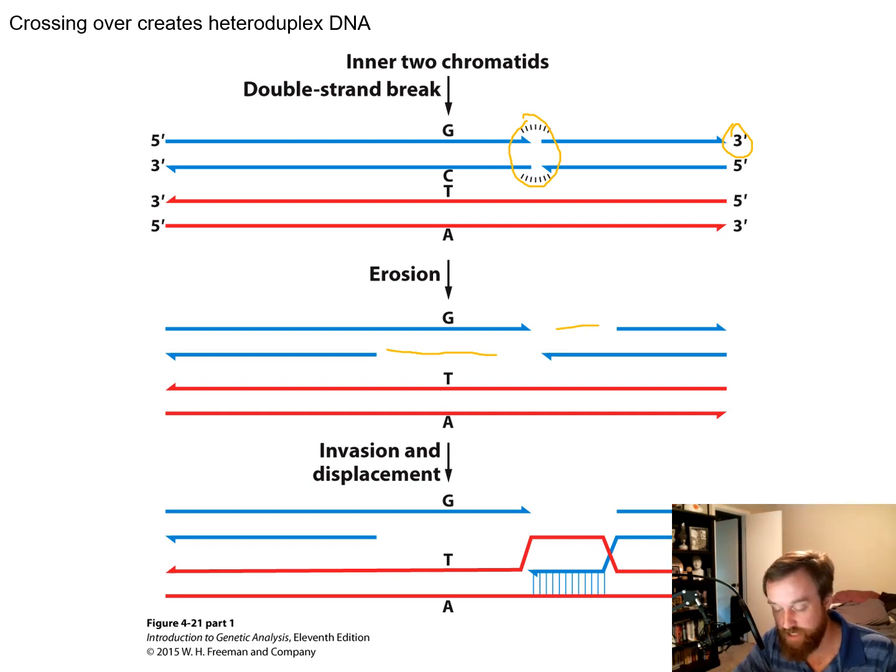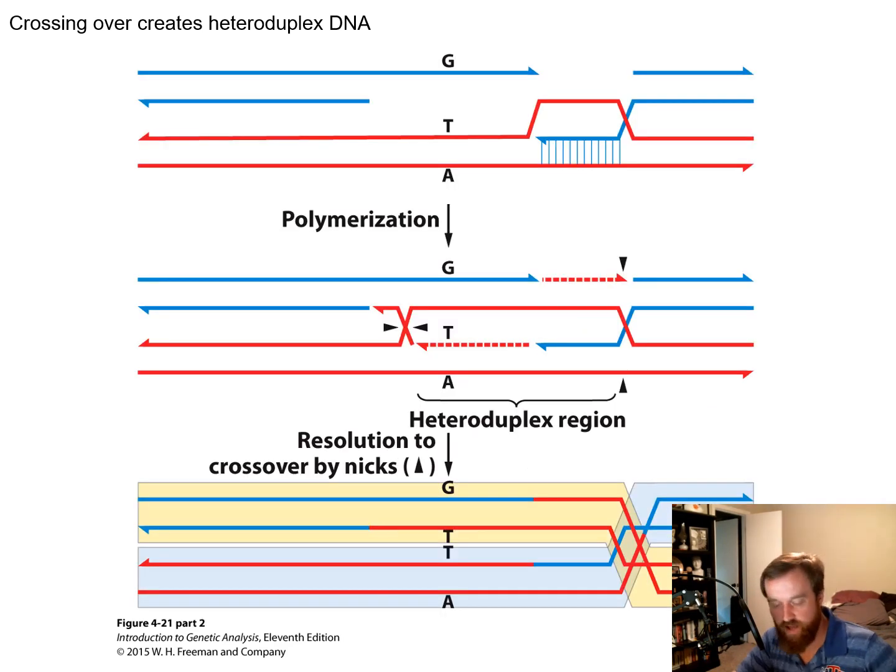And one of the strands will then invade this intact double strand and it will form bonds with the complementary bases on that strand. After that strand invades the intact strand, the repair machinery that we'll talk about later will come in and fill in these gaps that were created, the eroded strands. And so we'll get what's called this heteroduplex region, where these 4 strands that were independent have now crossed over and connected to each other.